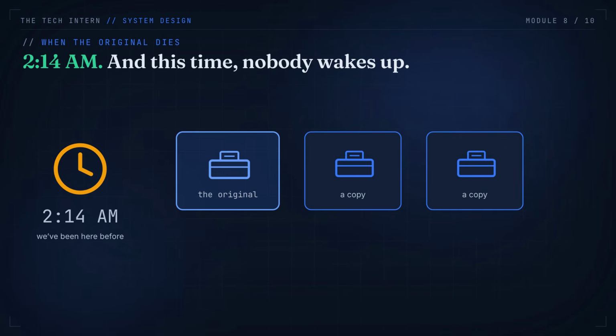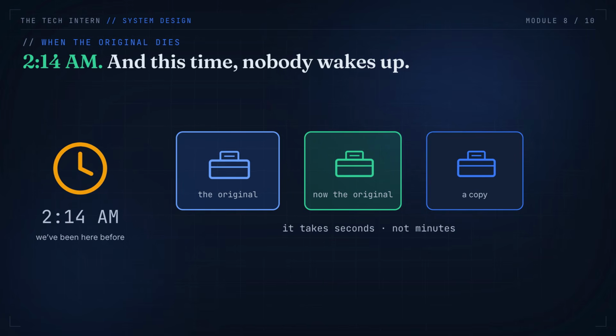The system notices it stopped answering. And then it does something rather good. It picks one of the replicas and promotes it. That replica stops being a copy and becomes the new primary. Writes start flowing to it instead. That promotion is called failover. And the whole thing takes seconds, not minutes.